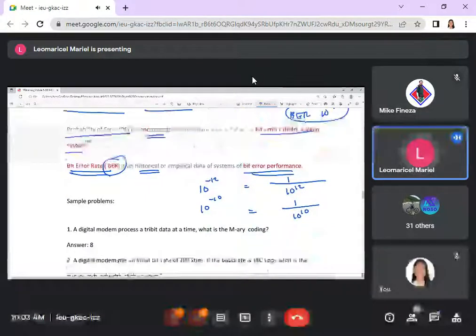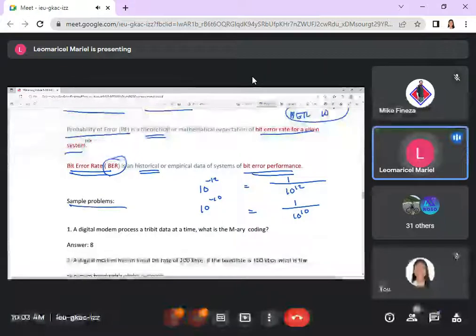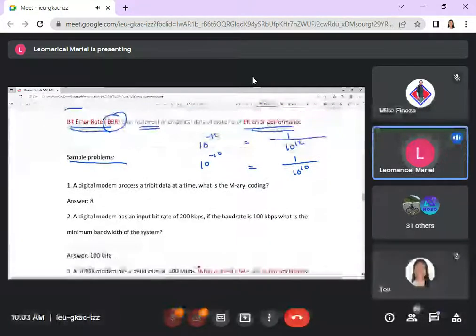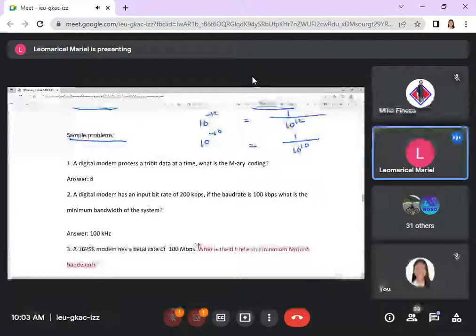Let's have a sample problem. Ito na yung mga calculation. Madali lang calculation na to. A digital modem processes tri-bit data at a time. What is the M-ary coding?